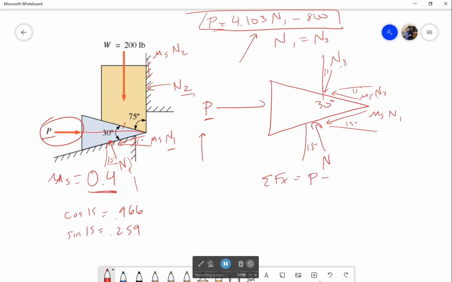Okay, so I have P minus n1 sine of 15, and then minus 0.25 n1 cosine of 15, minus n3 sine of 15 minus 0.25 n3 cosine of 15. Okay, all that's equal to 0. Well, we already know that n1 is equal to n3, so I'll just go ahead and replace that. And I think we can simplify quite a bit. So I'm going to go ahead and add all those up in my calculator.